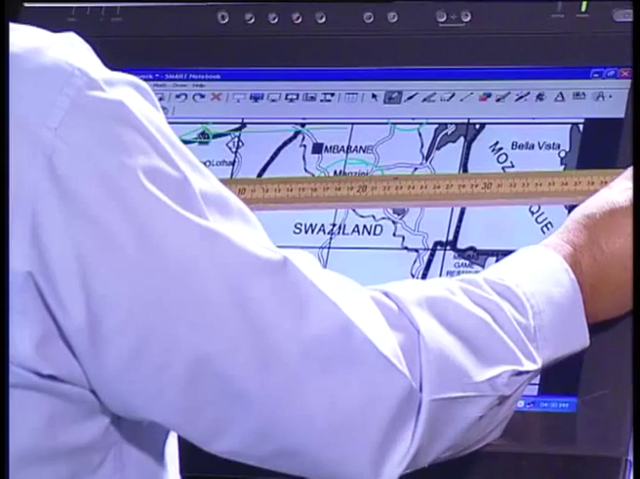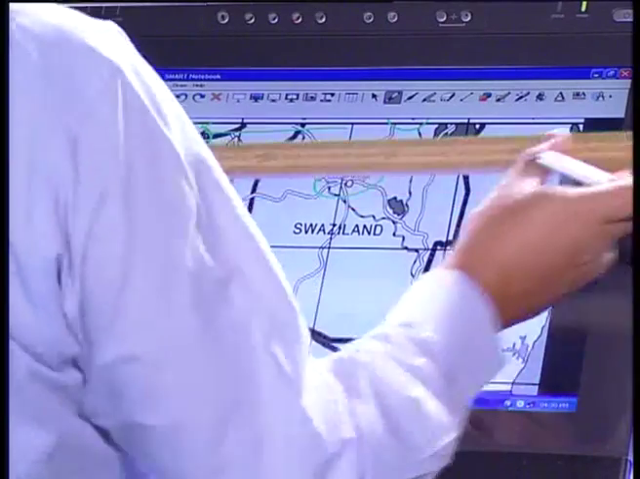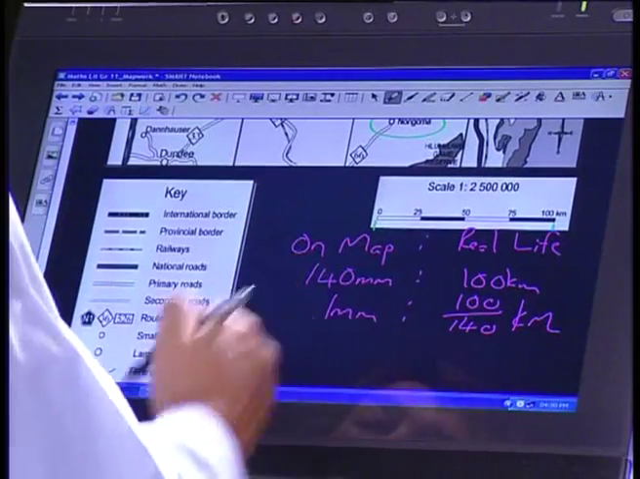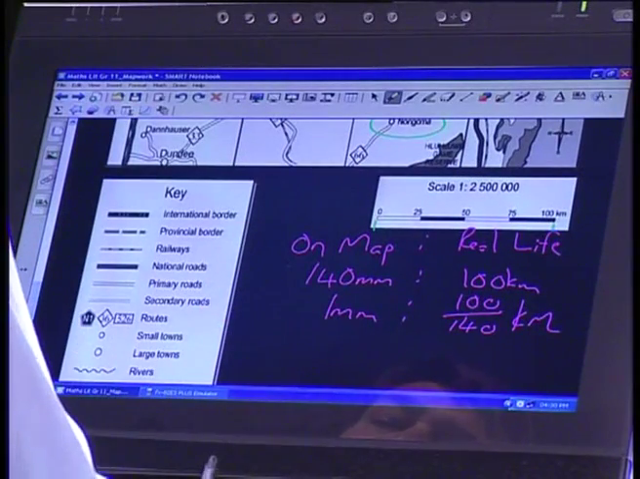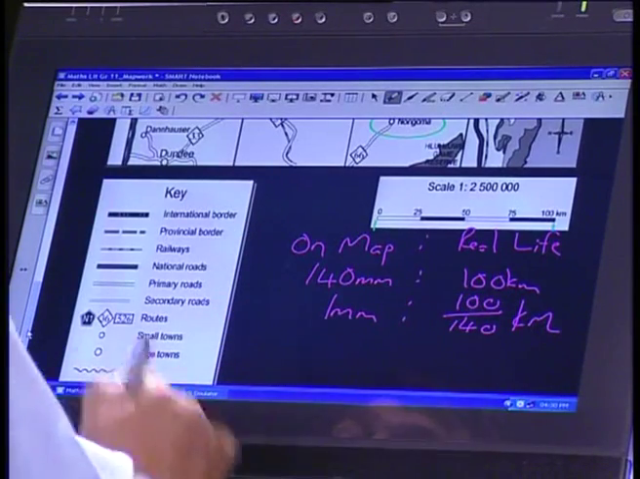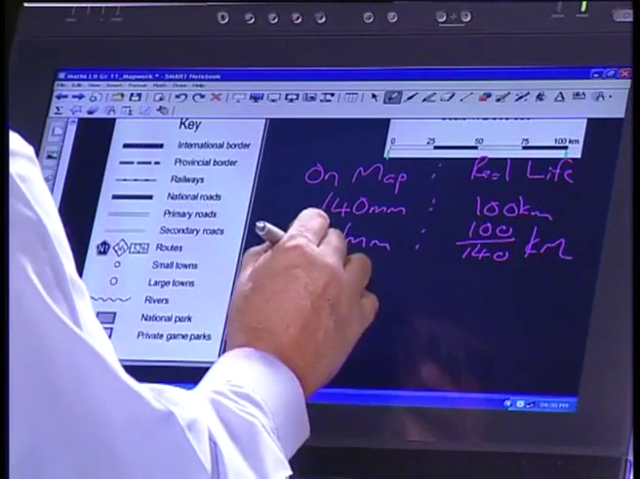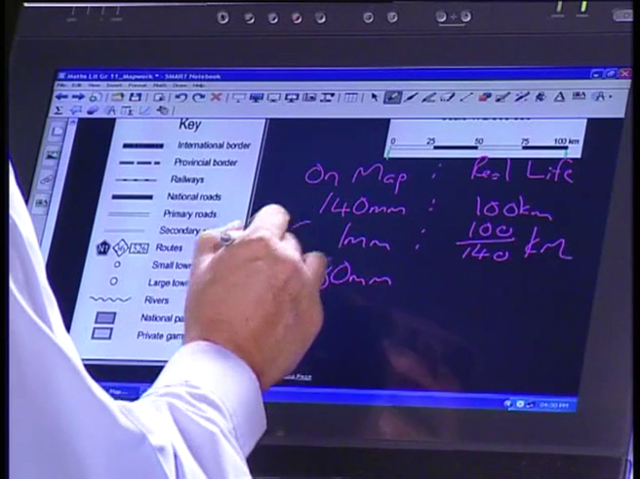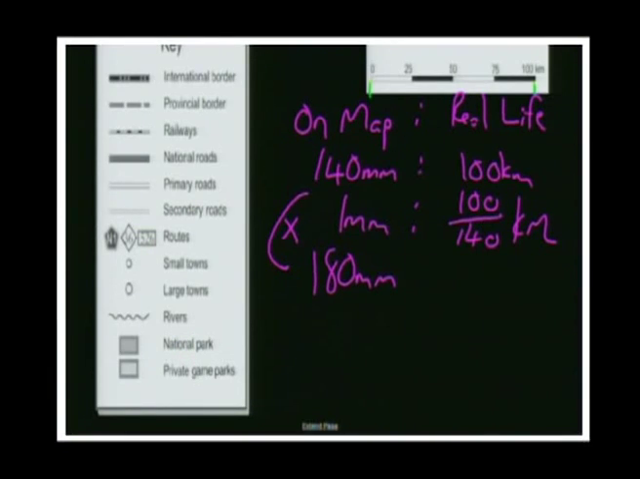So where do I measure from? I'm going to measure from the center of that circle. So from the center of that circle to the center of Manzini's circle, it's 180 millimeters or 18 centimeters. Let's keep it as millimeters because my scale uses millimeters. So if 1 millimeter on the map represents 100 over 140 kilometers in real life, then for 180 millimeters, how did I get 1 to 180? I multiplied by 180, so let's do the same there. We're going to say I've got 100 over 140 times 180.